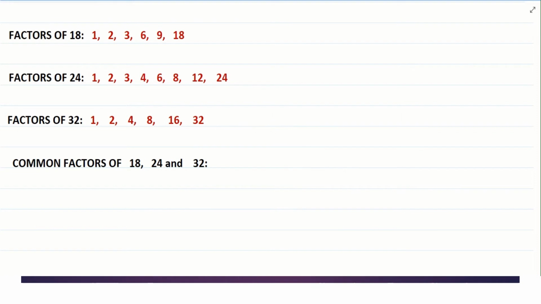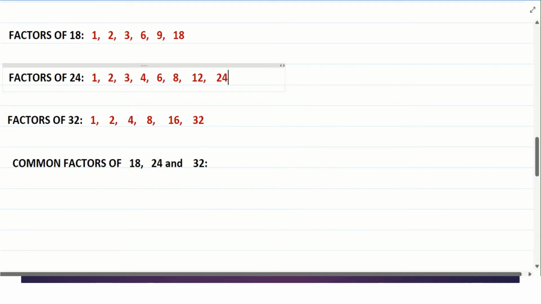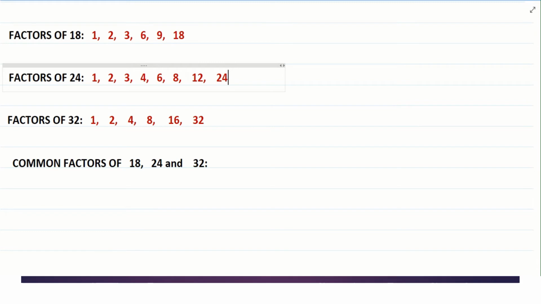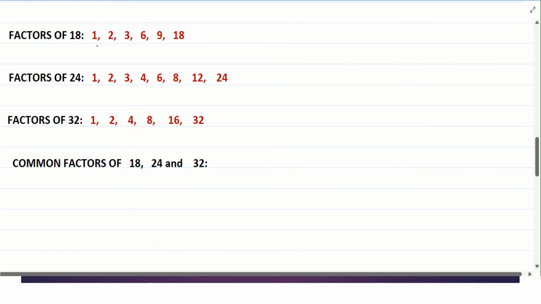Okay, let's discuss one more example. In this example, I have taken 32 as one extra number, but 18 and 24 I have taken the same. So let's begin. We have learned that the factors of 18 are 1, 2, 3, 6, 9, 18. The factors of 24 are 1, 2, 3, 4, 6, 8, 12, 24. And the factors of 32 are 1, 2, 4, 8, 16, and 32.